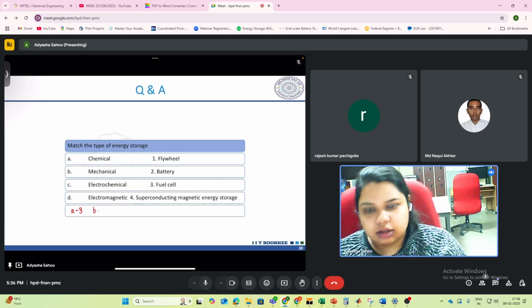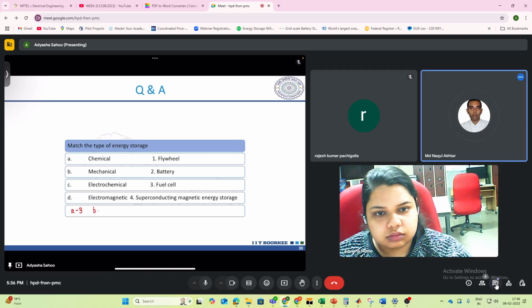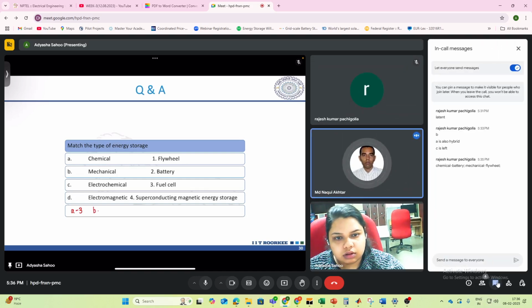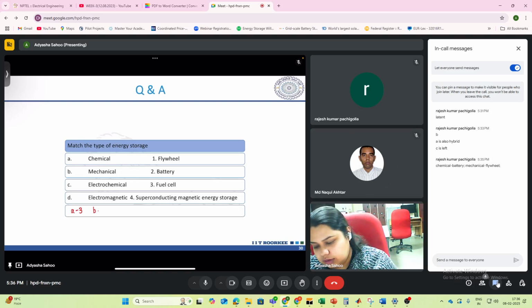What about mechanical? Yes, flywheel. So mechanical is flywheel. Then electrochemical. Yes, battery is electrochemical and electromagnetic. Then we are left out with superconducting magnetic energy storage.